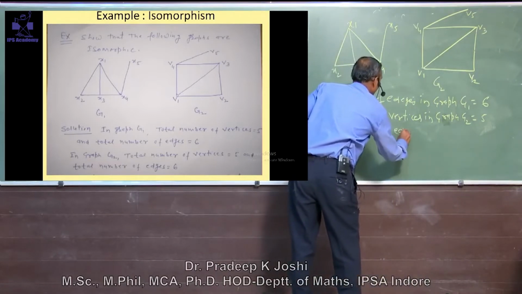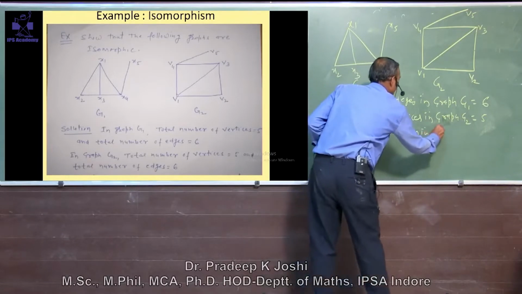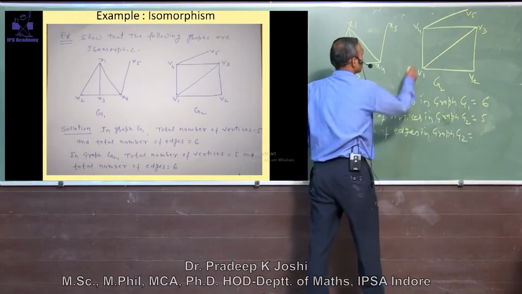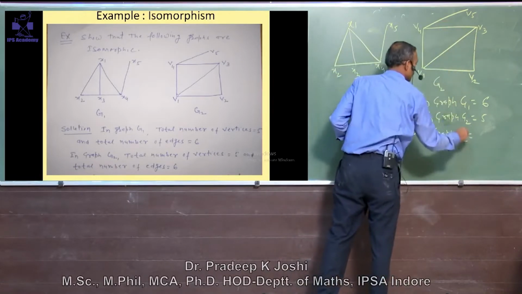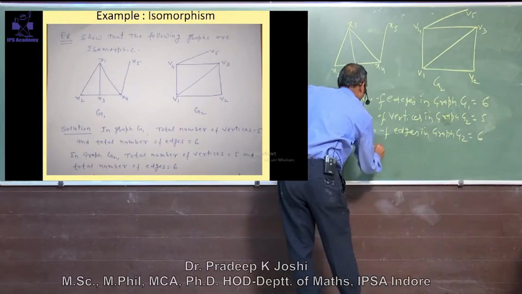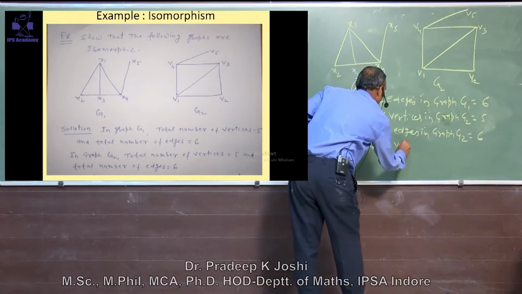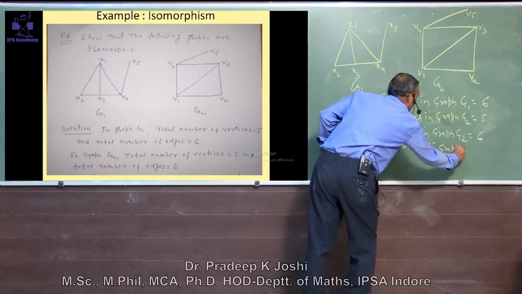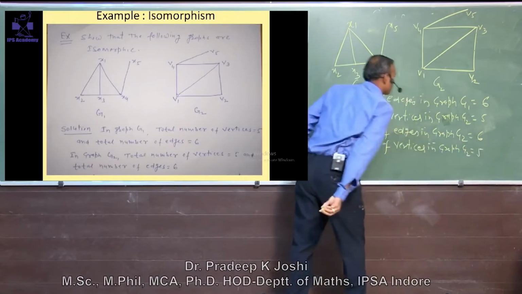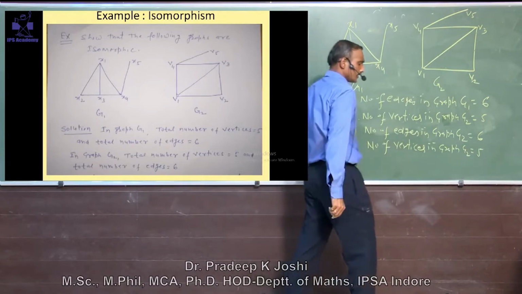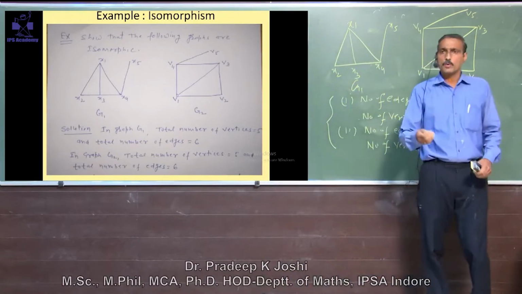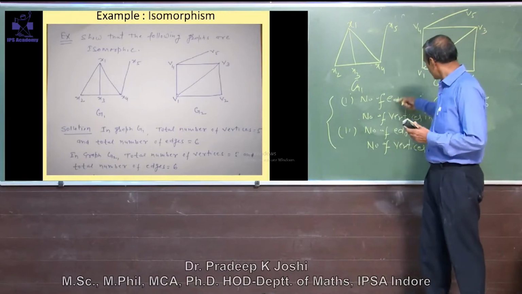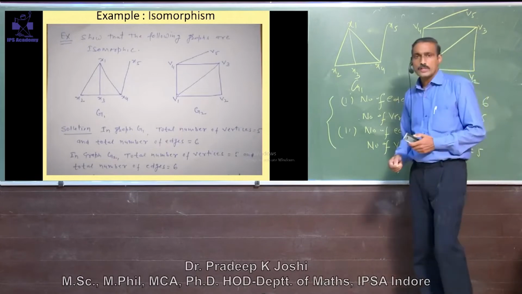In graph G2, the number of edges: 1, 2, 3, 4, 5 and 6, and the number of vertices in graph G2 is also 5. So this is the initial necessary condition, that both graphs should have an equal number of edges and an equal number of vertices, which is satisfied by graphs G1 and G2.